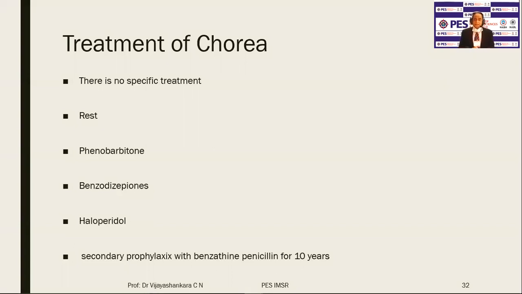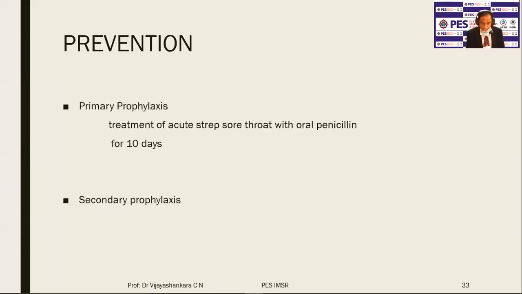And of course, you have to have a secondary prophylaxis with penicillin for 10 years if you have diagnosed chorea as an isolated event of acute rheumatic fever. Now coming to the prevention.